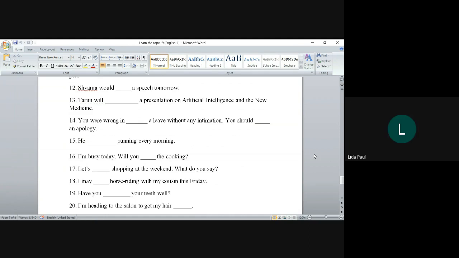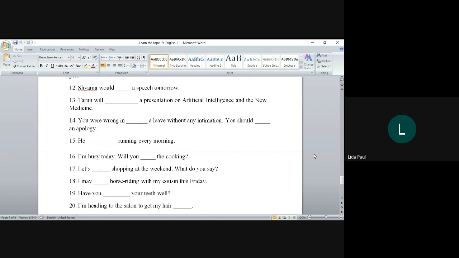What do you say? I may dash horse riding with my cousins this Friday. Go. I may go horse riding. You see all those ing forms there, right? They're all gerunds. So the verb to go with them should be go. Go shopping, go horse riding, and so on and so forth.